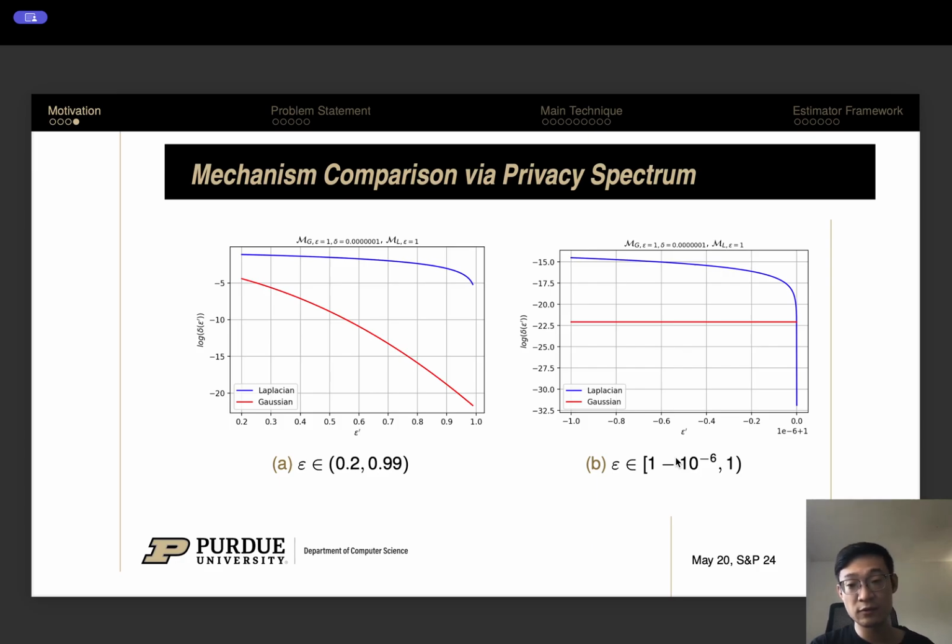To take a closer look, we can see that in most of the privacy region, with epsilon between 0.2 and 1, the Gaussian mechanism has much better privacy. But in the region very close to 1, the Laplacian mechanism behaves better because Laplacian can achieve pure DP. That is, it can achieve delta equal to 0. But this already gives us an interesting observation: the privacy spectrum gives us the full information to compare different mechanisms. Typically, people believe Laplacian is a better mechanism than Gaussian because it can achieve pure DP.